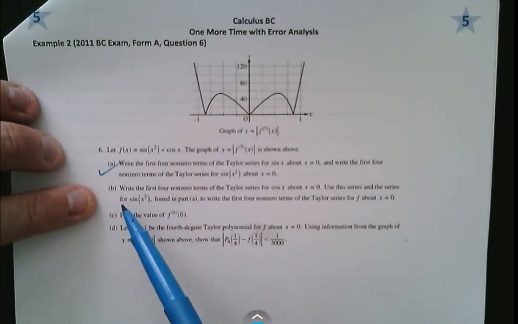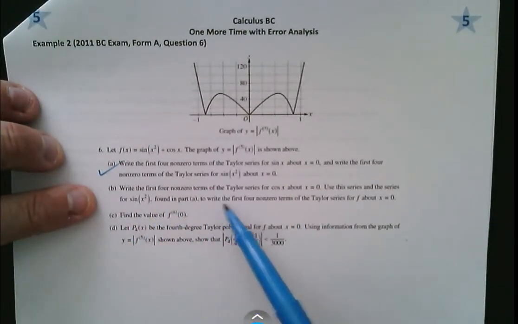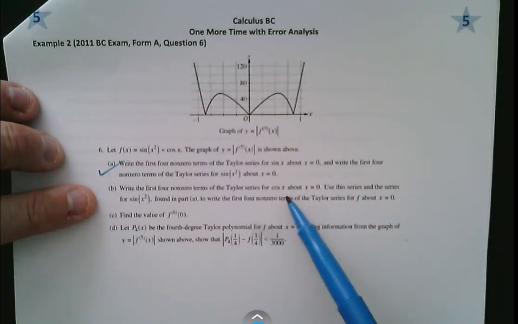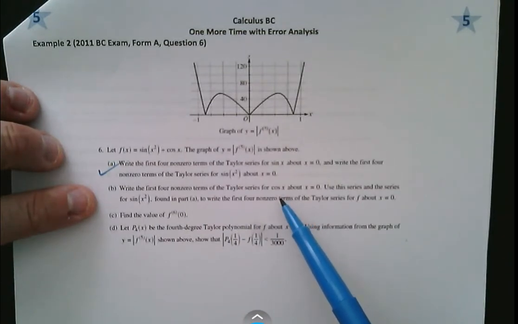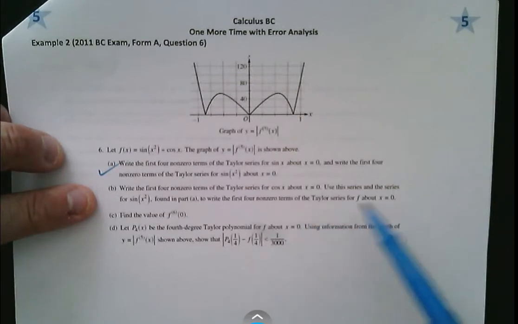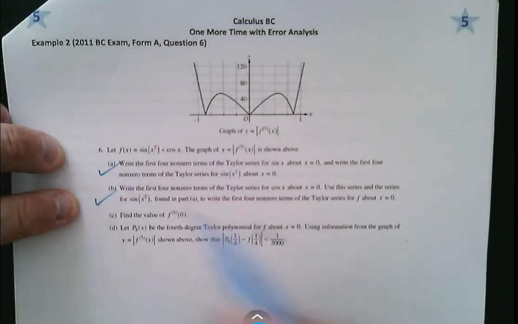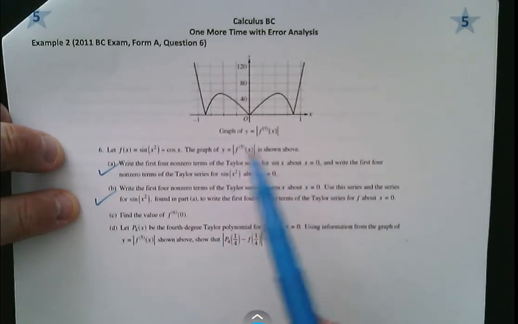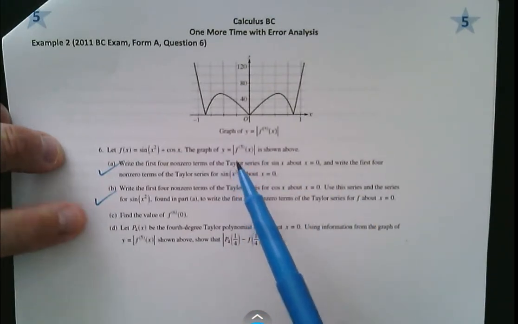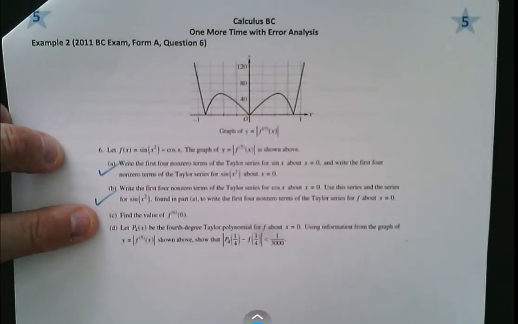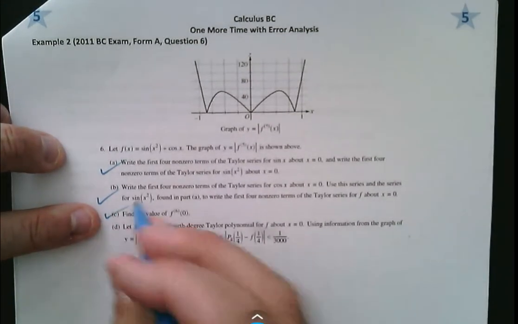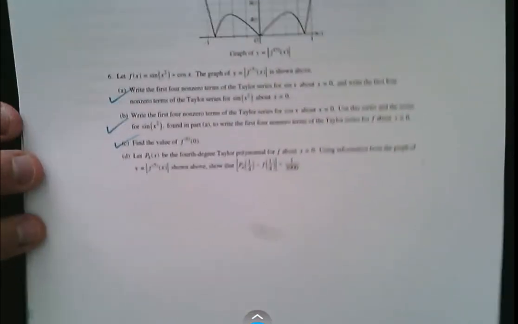They then say write the first 4 non-zero terms of the Taylor series for cosine of x. Cosine of x is the even function. Use the series for sine of x squared found in A to write your terms for f, the original function. Then they ask us to find the value of f6 of 0. Not going to worry about those.